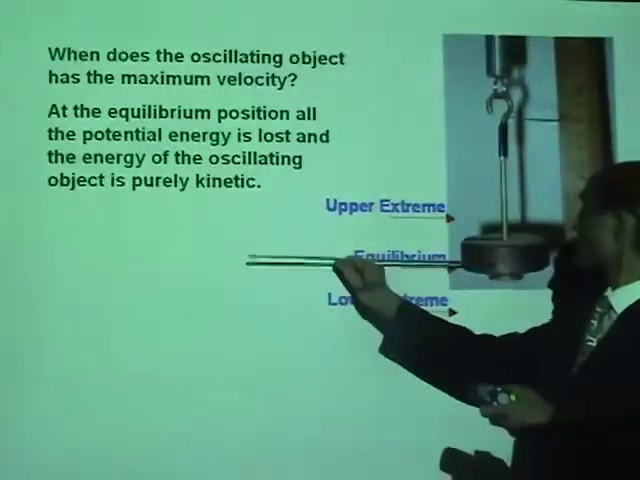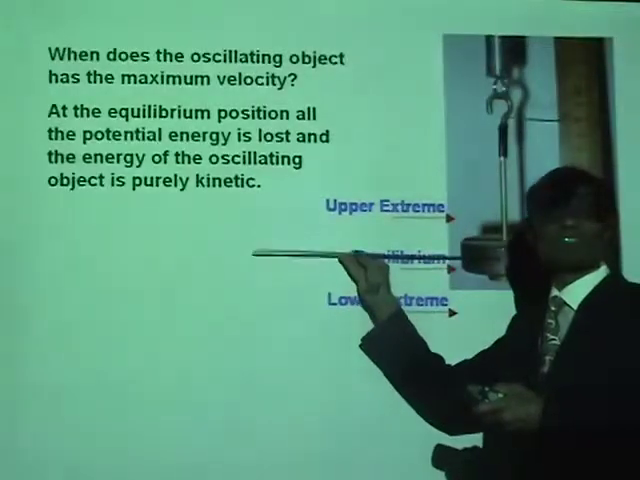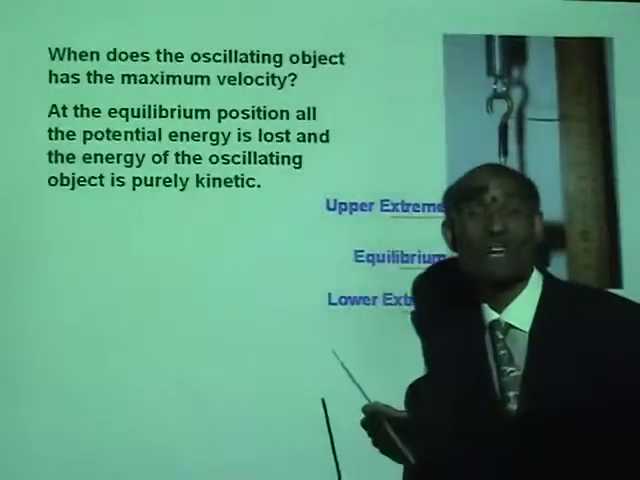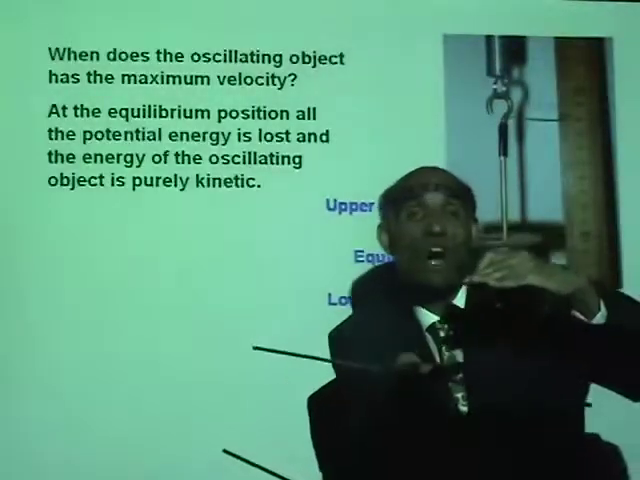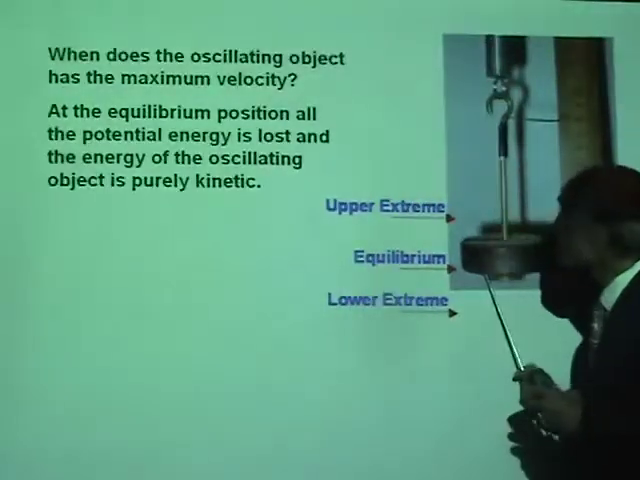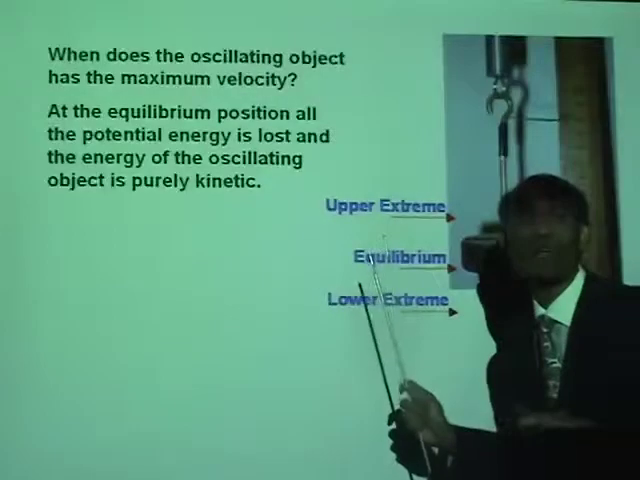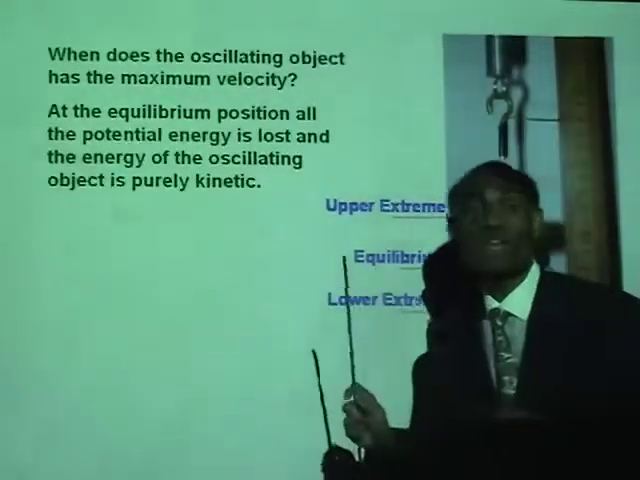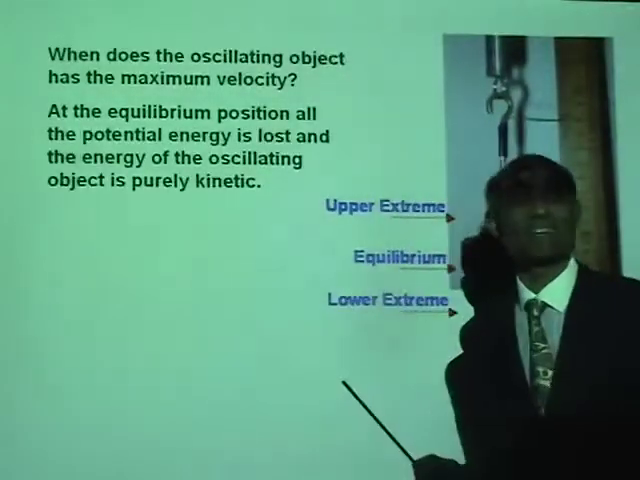What is the potential energy at the equilibrium position? There is no potential energy because the spring is not stretched or compressed. At the equilibrium position, there is no potential energy. All the energy is kinetic.